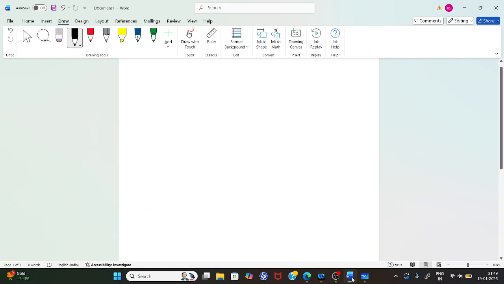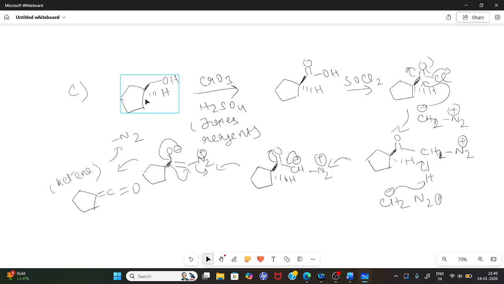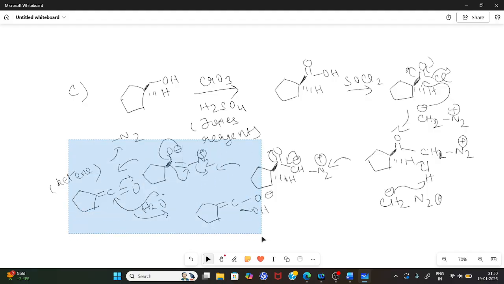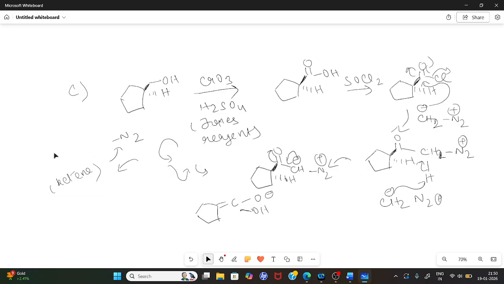And in the next stage, they are treating it with Ag2O and H2O. That is nothing but moisture, that is water, the attack of water on this electrophilic site. Okay, just a minute. Okay, so we missed out a carbon here. This was basically CH negative. Yeah, we missed out a carbon here actually. No issues.